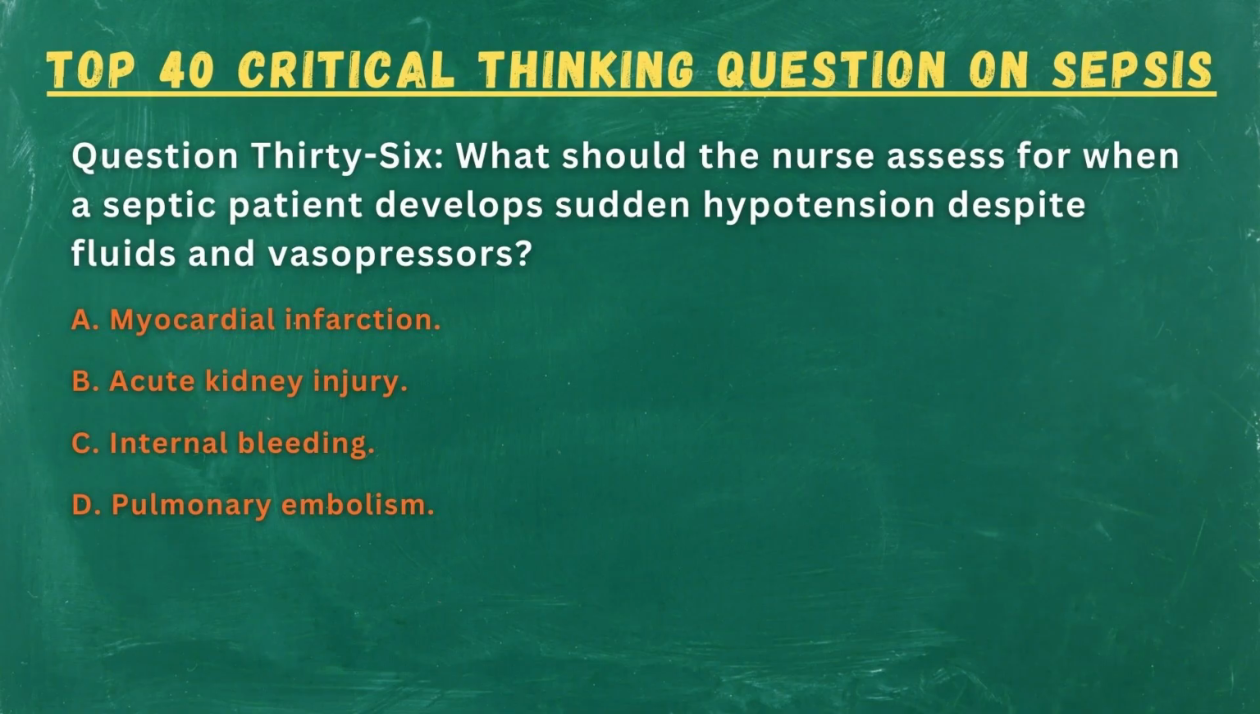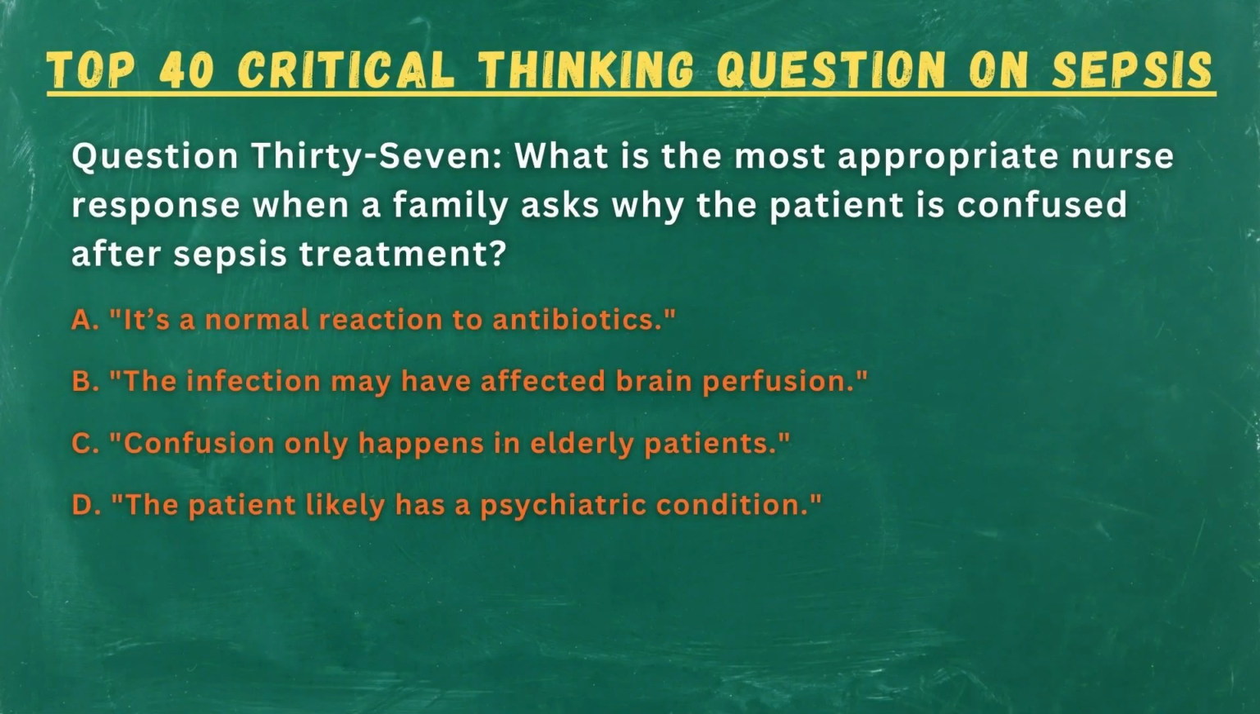Question 36. What should the nurse assess for when a septic patient develops sudden hypotension despite fluids and vasopressors? A. Myocardial infarction. B. Acute kidney injury. C. Internal bleeding. D. Pulmonary embolism. Answer: C. Internal bleeding.